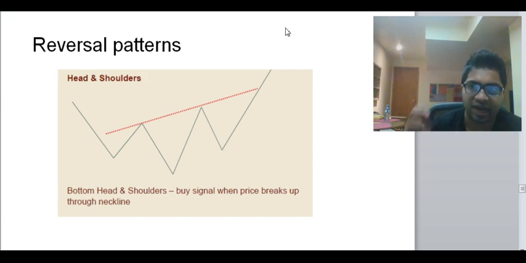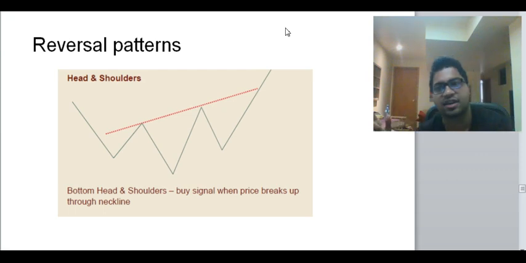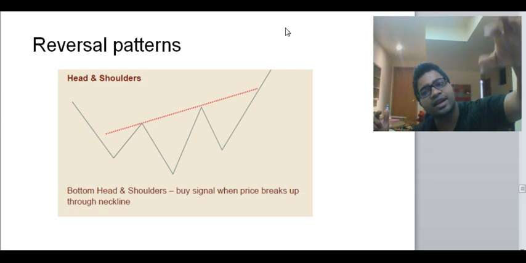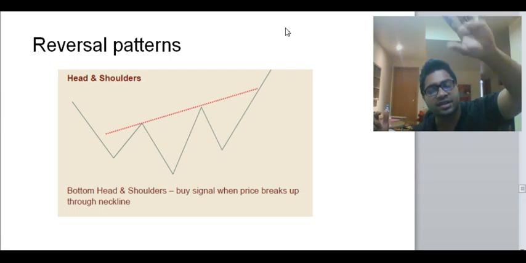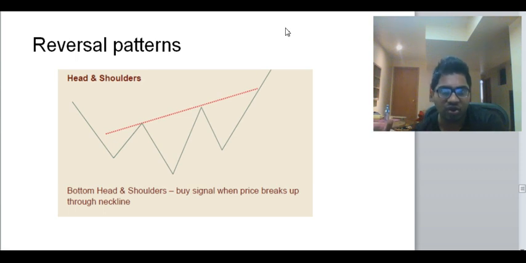Okay, so head and shoulder is a reversal pattern. If it is a downward trend and a head and shoulder appears, then it is considered that an upward trend is starting. If it is an upward trend and a head and shoulder appears, it is considered that a downward trend is starting. When do we confirm that the trend is starting? When the stock breaches the neckline with volume.